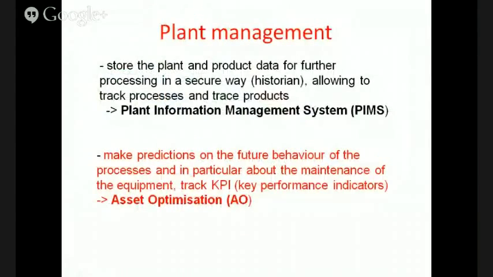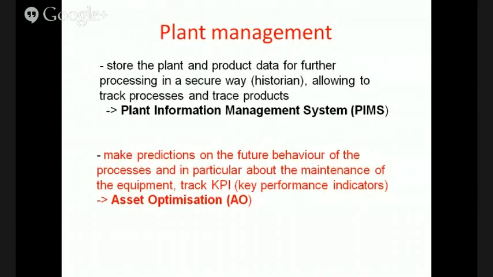Plant management stores the plant and product data for further processing in a secure way. It also allows tracking the processes and tracing products. This is known as the Plant Information Management System, PIMS. It makes predictions on the future behavior of the processes, and particularly about the maintenance of the equipment.